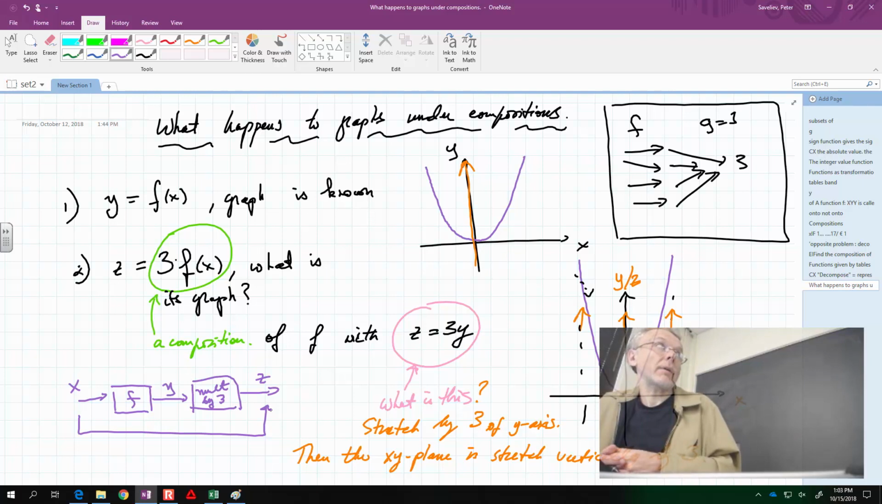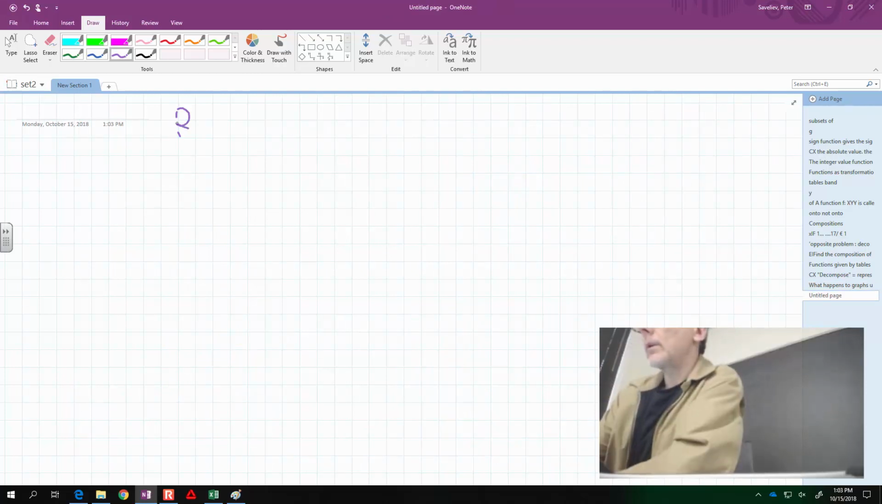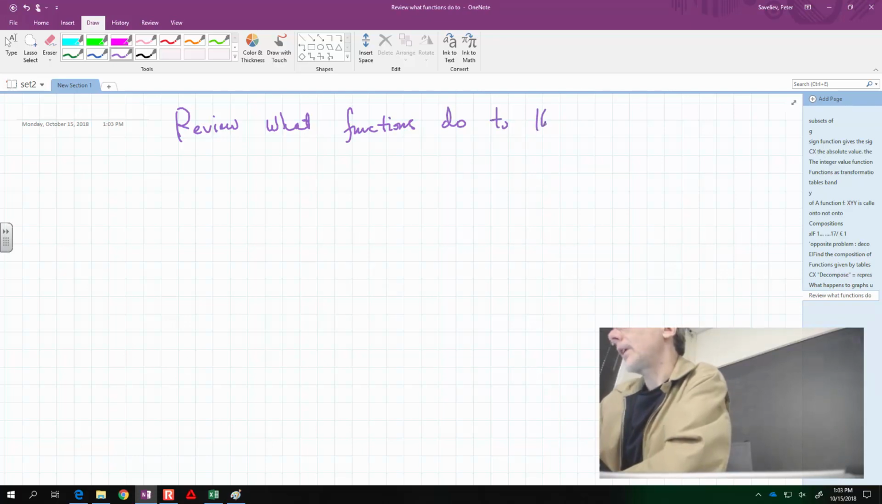So think about what's going to happen to a parabola. But let's review first. Review what functions do to the x-axis, or to a real line. The real line, so it could be the x-axis, it could be the y-axis. That's the thing about it.